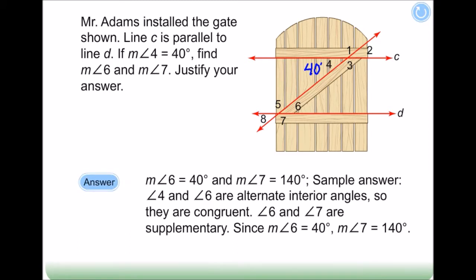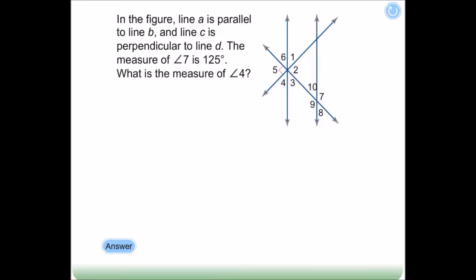The measure of angle 6 is also 40 degrees, and the measure of angle 7 is 140 degrees. Angles 4 and 6 are alternate interior angles, so they are congruent. Angles 6 and 7 are supplementary. Since angle 6 measures 40 degrees, angle 7 has to measure 140 degrees to total 180. Okay, let's try another example.